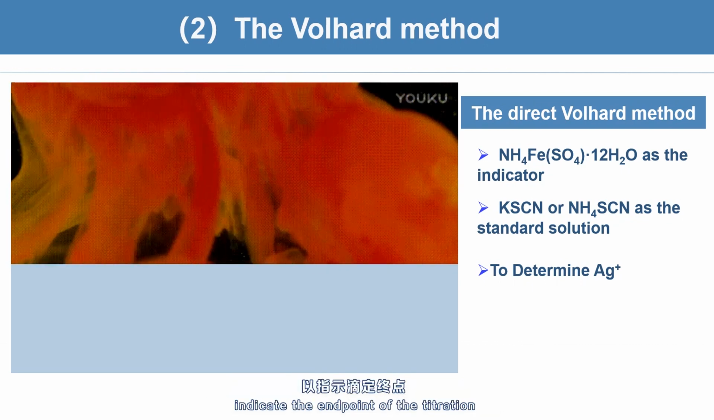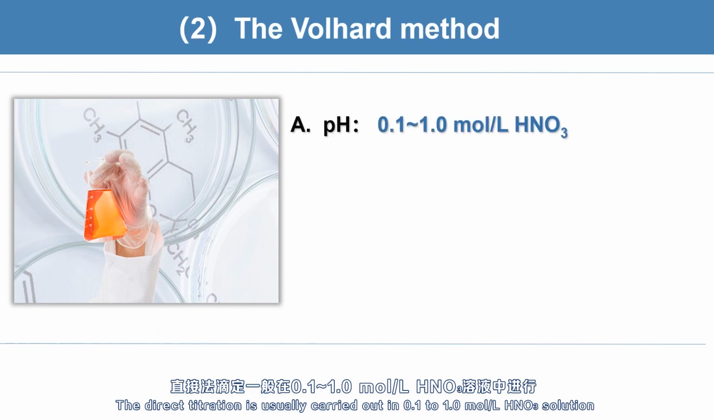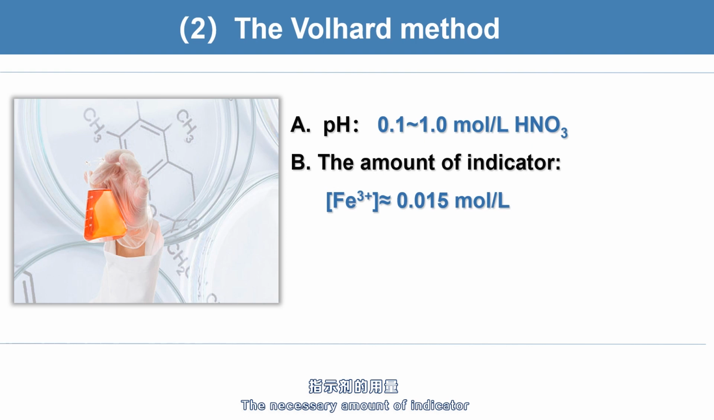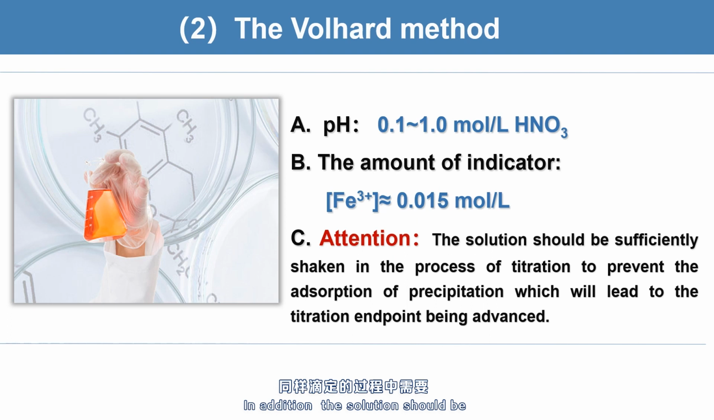endpoint of the titration. The direct titration is usually carried out in 0.1 to 1 mole per liter nitric acid solution. The necessary amount of indicator, such as ferric ion, is generally 0.015 mole per liter, so that a clear endpoint can be observed. In addition, solution should be sufficiently shaken in the process of titration to prevent the adsorption of precipitation, which will lead to the titrating endpoint being advanced.